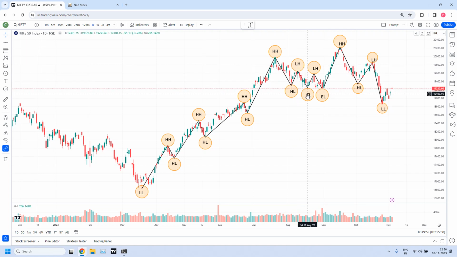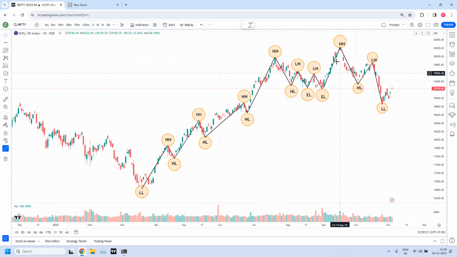Again lower high, equal low, sideways. Equal low, lower high, sideways. Lower high, equal low, sideways. Equal low and higher high, sideways. Higher high and higher low, uptrend. Again higher high and lower high, sideways. Now lower high and lower low, downtrend.